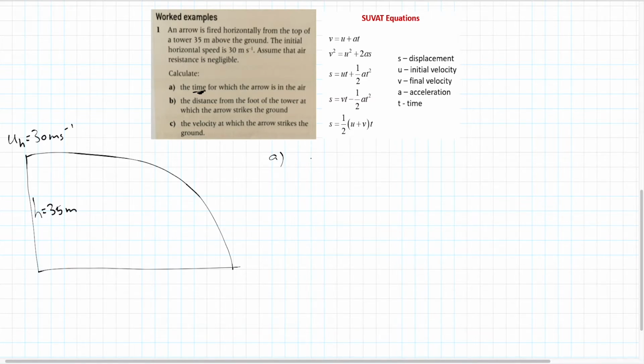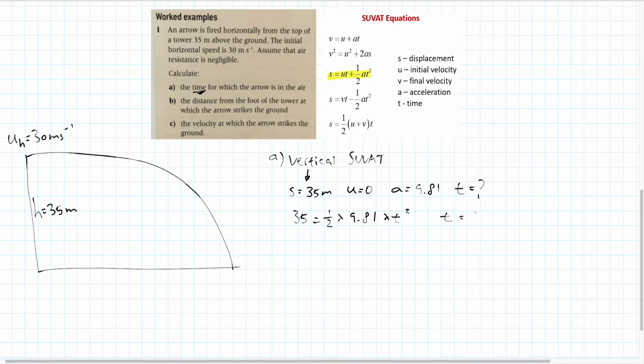Part A wants us to find the time, which means that vertical Suvat must be used. We know that s, which is the height of the tower, is 35 meters. u is 0 as the vertical initial velocity remains at 0 at the vertex. a is 9.81. What is t? Which Suvat equation should we use? As we know u, s and a and we want to find t, we should use s equals ut plus 1/2 at squared. Now we just bring in the values and calculate. As u equals 0, we can simplify to s equals 1/2 at squared. Plug in the values and we get that t roughly equals 2.7 seconds.